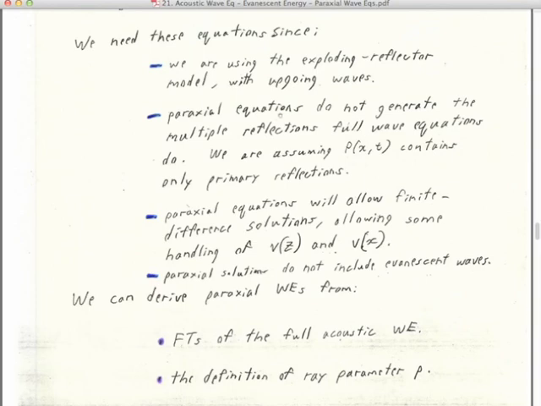The paraxial equations do not generate the multiple reflections the full wave equations do, and we're already assuming that our data contain only primary reflections. Big assumption, but one we've been willing to use for a long time. The paraxial equations will allow these finite difference solutions to be developed quite easily, and they'll also allow some handling of velocity as a function of depth z, and some handling of velocity as a function of x, lateral velocity variation. Another big advantage is that paraxial solutions don't include any evanescent waves.